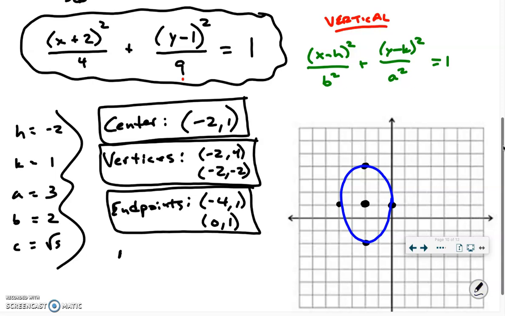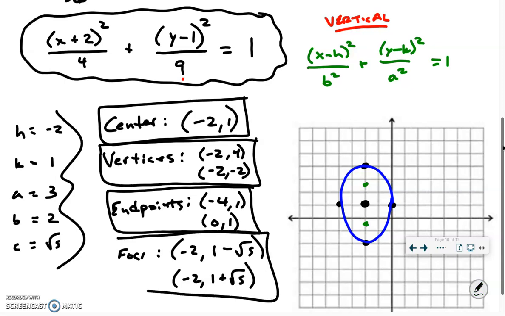There it is. Next up, we need to figure out the foci, where they're going to be located. Remember that our center point is at (-2, 1). And if I go below, if I drop down c units, which is √5, I'm just going to subtract √5 from the y term. (-2, 1) is my center point. If I were to go above, I'm just going to add √5. Like I said before, if you wanted to plot these, again, very roughly sketched in there, that's purely optional. But those are the foci.